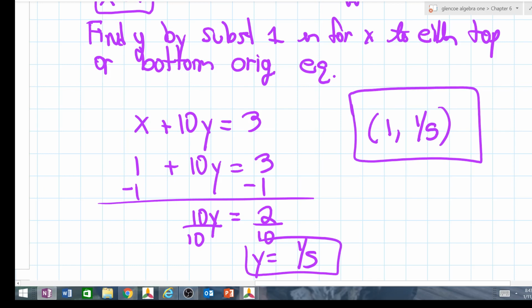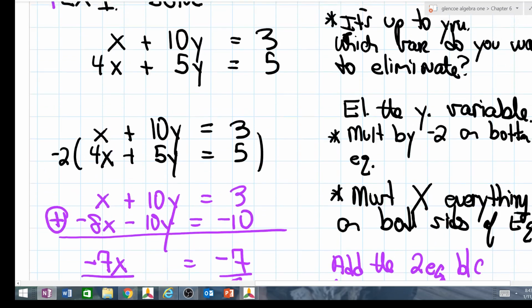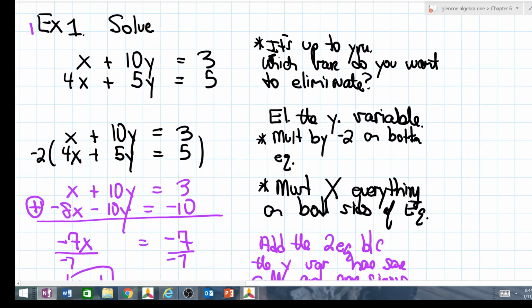What do you think you should do now? Yes? Check it by putting the numbers back in. Does anybody have a question on example number 1? Okay. Yes? How did I get the negative 2?